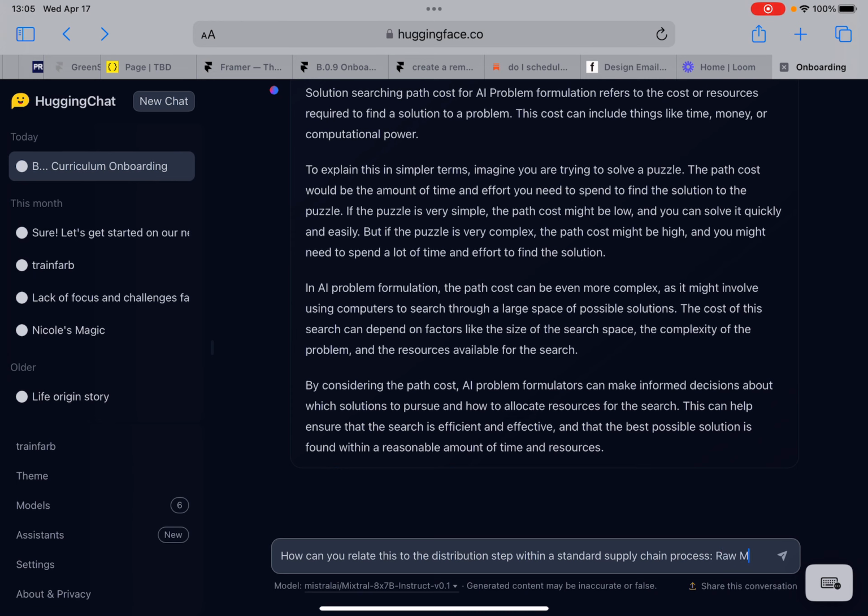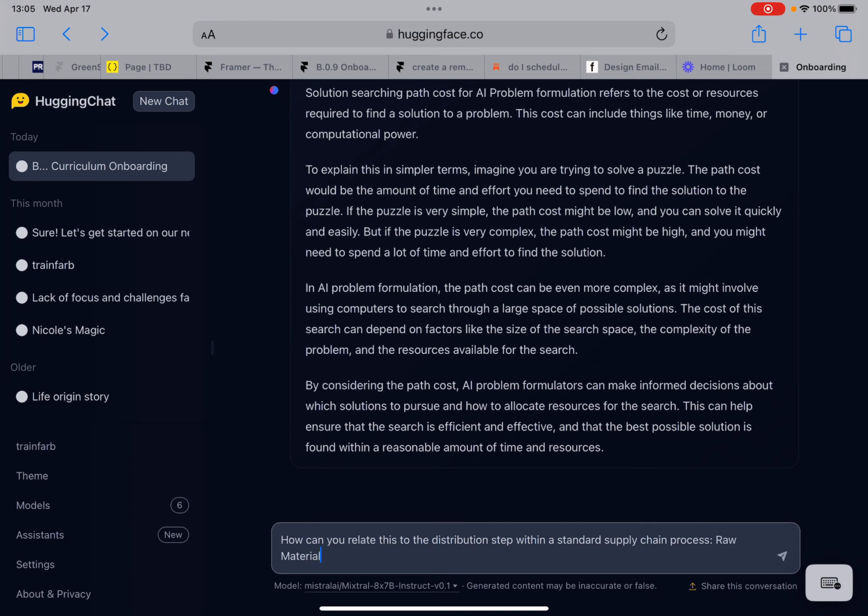Of raw material, suppliers, manufacturing, distribution, retail, customer.